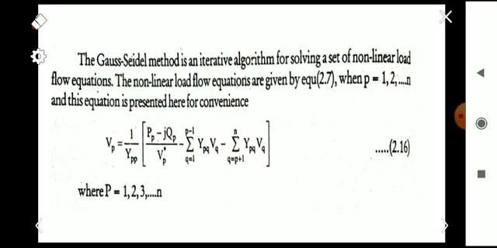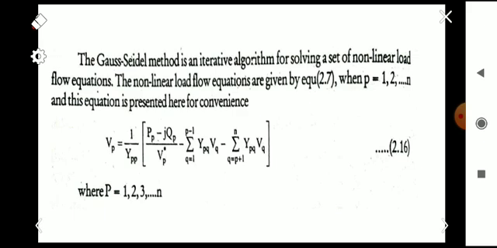The process of computing all the bus voltages is called one iteration. The iterative process is then repeated until the bus voltages converge within a prescribed accuracy, that is, all the bus voltages should be within a prescribed accuracy. So after doing 1, 2 or 3 iterations, we may get the correct answer after two or more iterations. We have to repeat the entire process until we get the values within the prescribed limit.